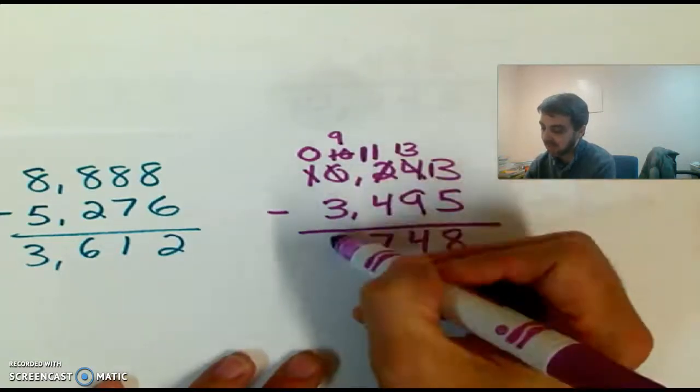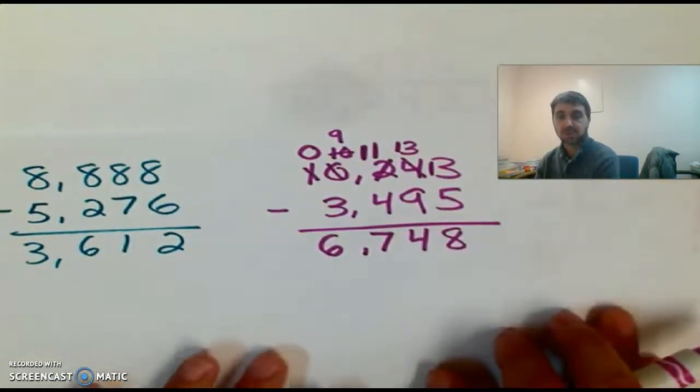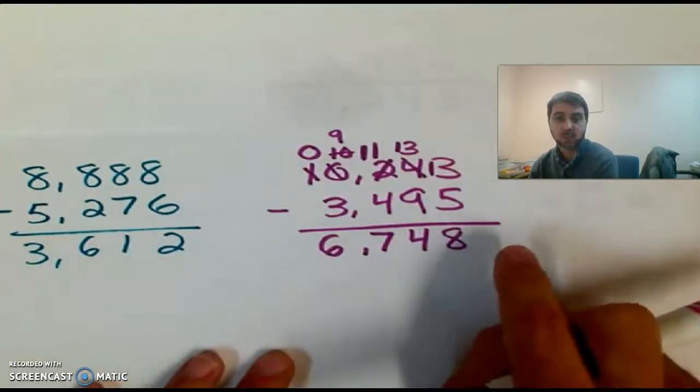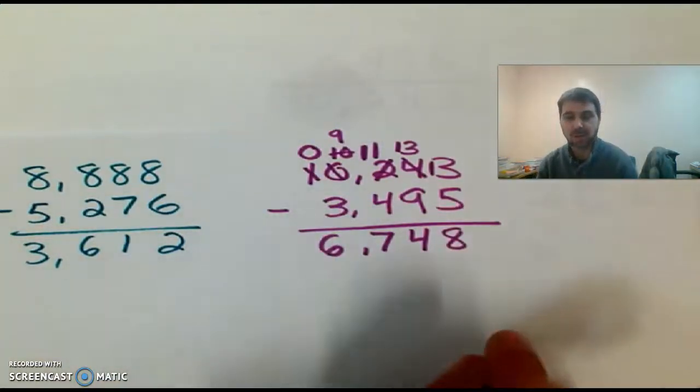9,000 minus 3,000 is 6,000. And 0 minus 0 is 0. Okay, so this is a really challenging one because there's a lot of regrouping. But it's the same idea as you work your way across.